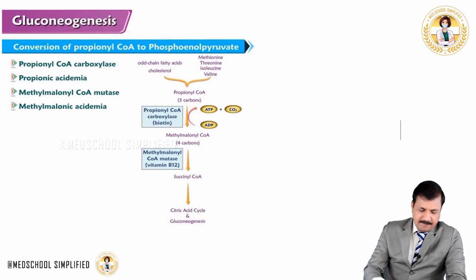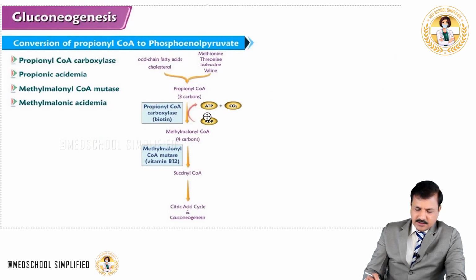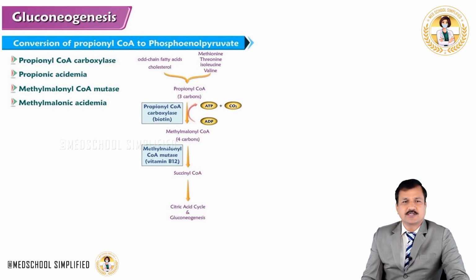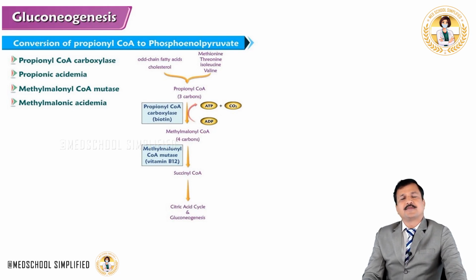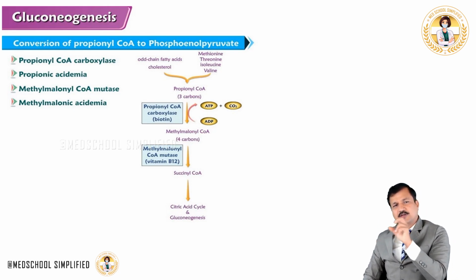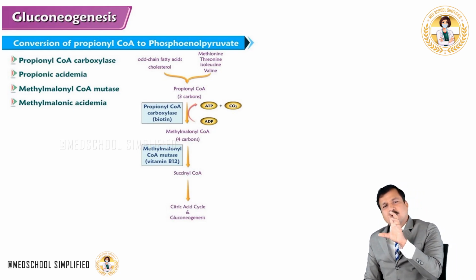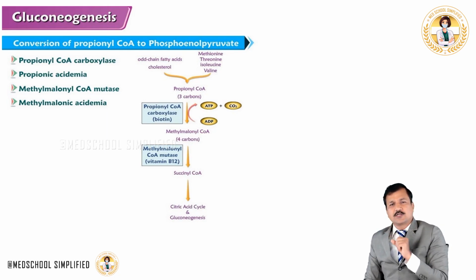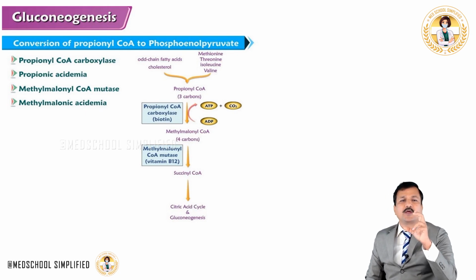Now let's see the conversion of other precursors for gluconeogenesis into phosphoenol pyruvate. Once I explain that, then I will take phosphoenol pyruvate all the way towards glucose. So first let me finish explaining what are the other precursors for gluconeogenesis that can make phosphoenol pyruvate. It is propionyl-CoA.